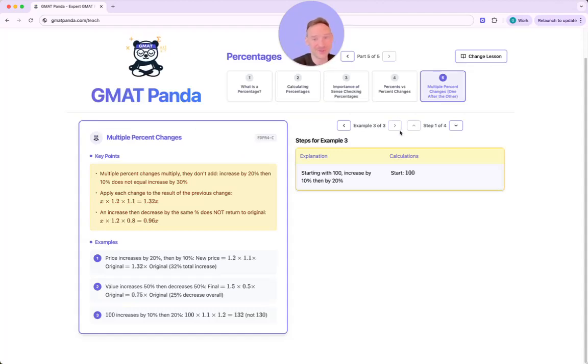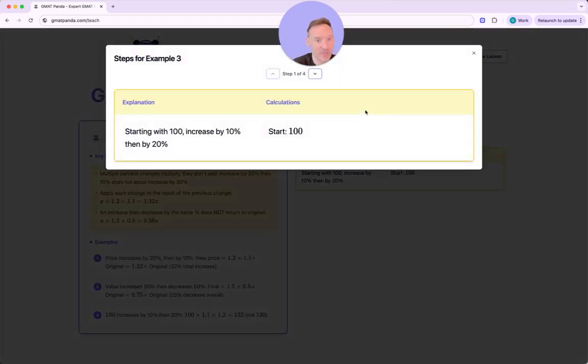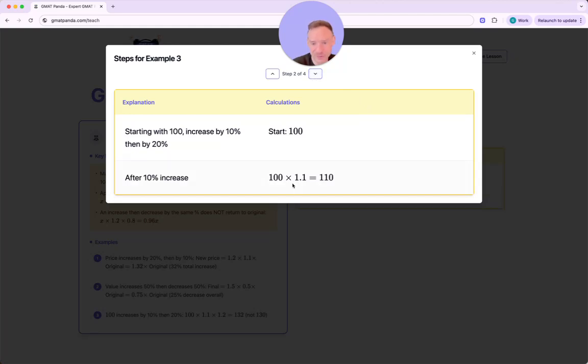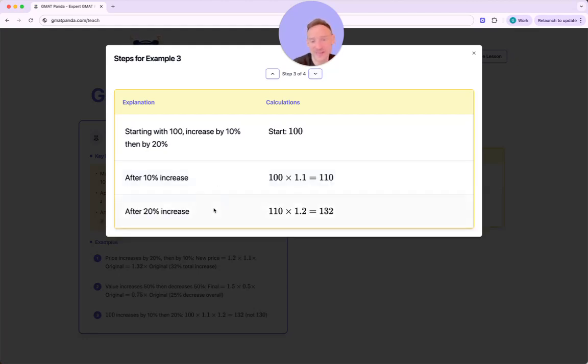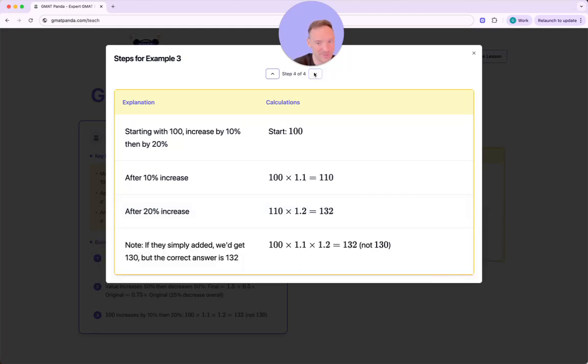Now, let's see another example with a specific number this time. In this case, we're going to be increasing that number twice. So let's say we start with 100 and we want to increase it by 10% and then by 20%. First we multiply it by 1.1. That's the 10% increase, and we get 110. Then we take that new number and we increase it by 20%, so we multiply that by 1.2. And if you do the math, you will get 132 from that.